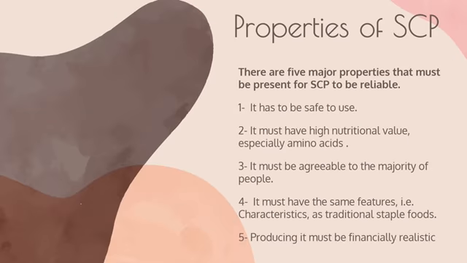What are the properties of single-cell protein? There are 5 major properties that must be present for the single-cell protein to be reliable. It has to be safe to use. It must have high nutritional value, especially amino acids. It must be agreeable to the majority of people. The people must consent to it. It must have the same features, the same characteristics as traditional staple foods. Producing it must be financially realistic.